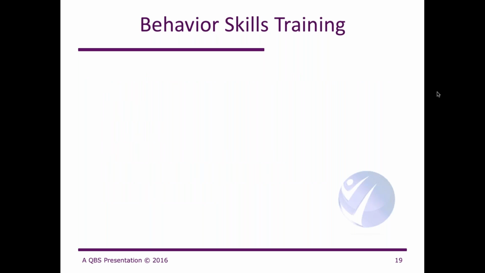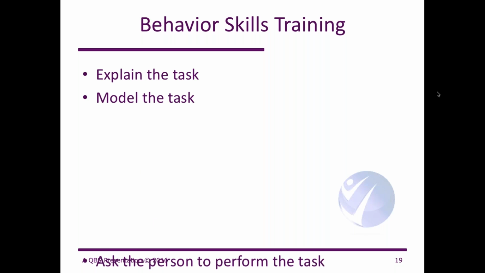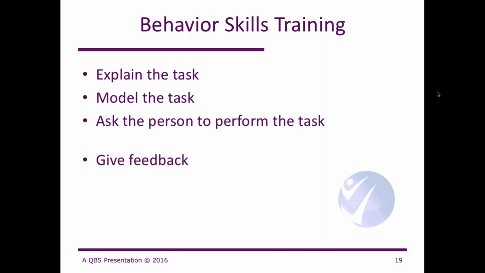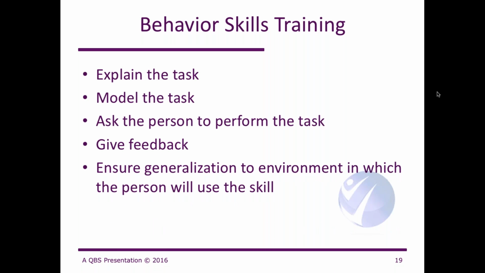So let's talk about how to teach skills. One method is behavior skills training. Behavior skills training has often been used in staff training, but can be used in training skills with higher functioning consumers as well. With behavior skills training, first, we explain the task. Then we model the task and ask the person to perform the task. Provide immediate feedback and ensure generalization to the environment where the person might use that skill.